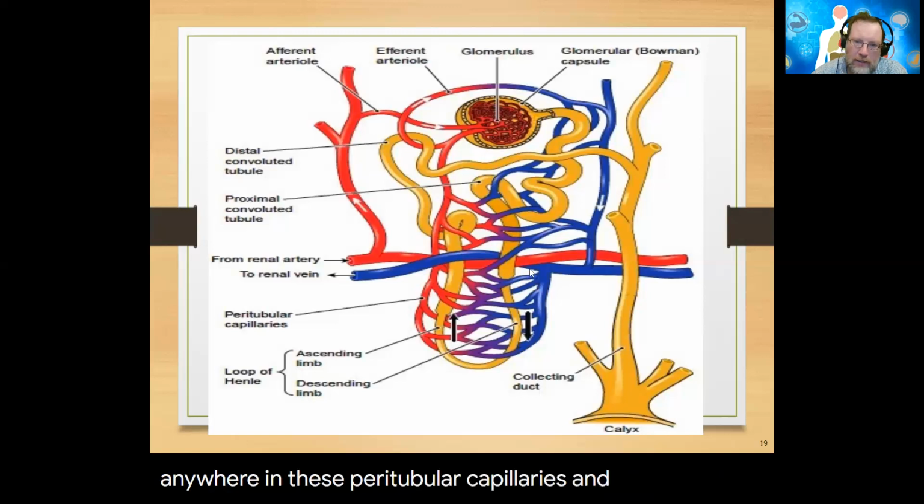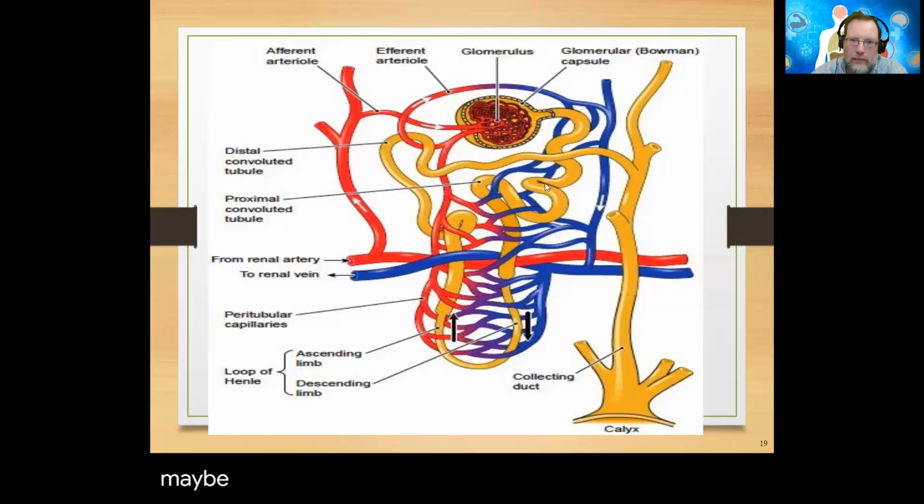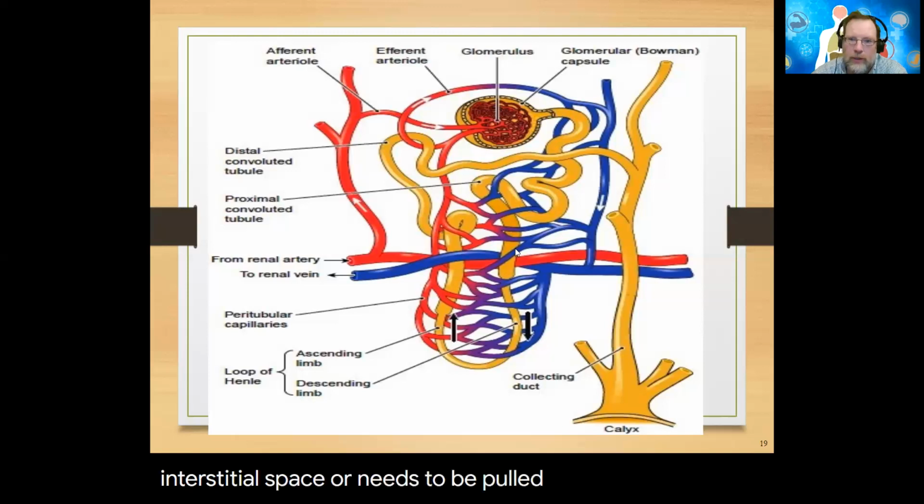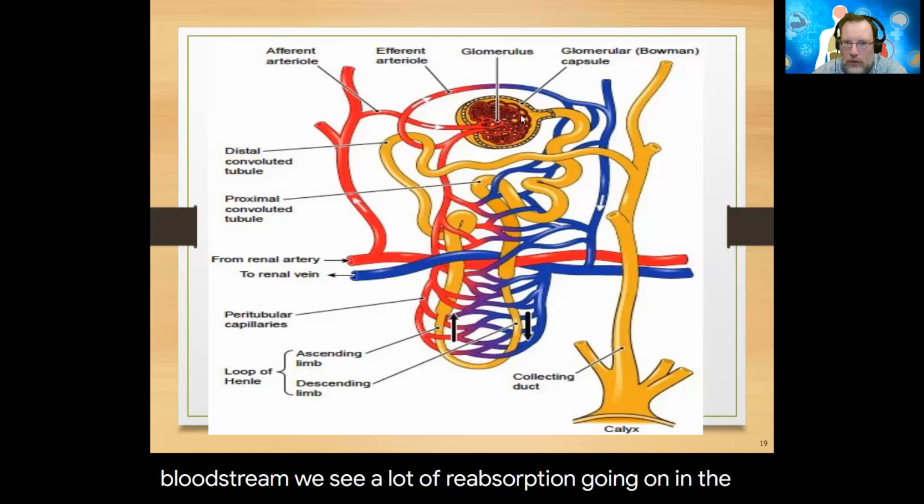And at the same time, we can put stuff back into the bloodstream that maybe got pulled out up here, or maybe got pulled from the interstitial space, or needs to be pulled from the interstitial space, or pulled from the tubular network. So however we do it, we can potentially pull things back into the bloodstream, or reabsorb items back into the bloodstream. We see a lot of reabsorption going on in the proximal convoluted tubule.